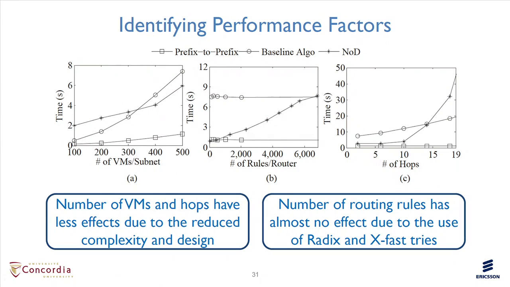And at the last part of our experiment, we vary different factors and try to see their effect on TenantGuard. The number of VMs and hops have very little effect due to the reduced complexity and design. The more detailed description is provided in the paper. Also, the number of routing rules has almost no effect because we are using the radix and XFAST binary trie.